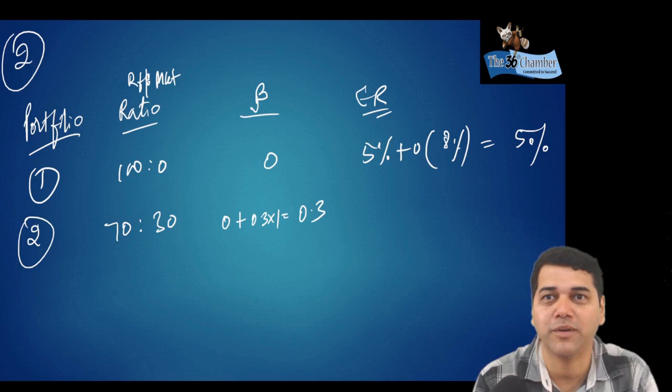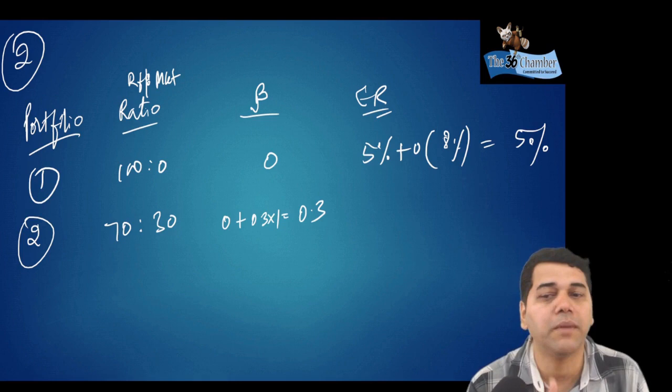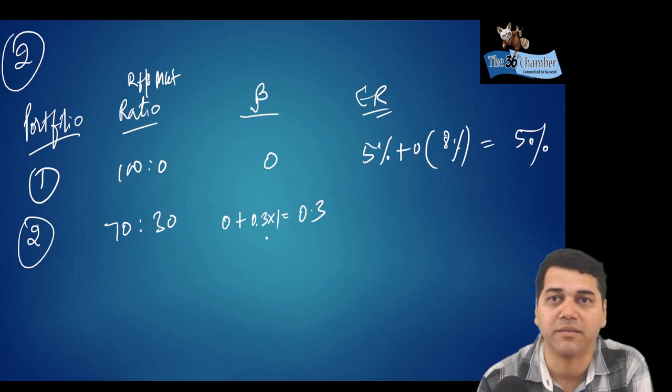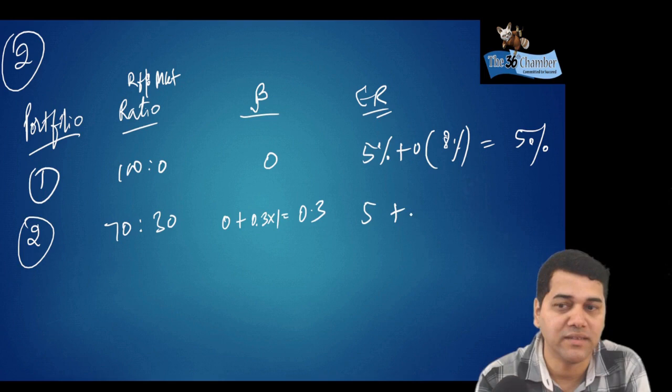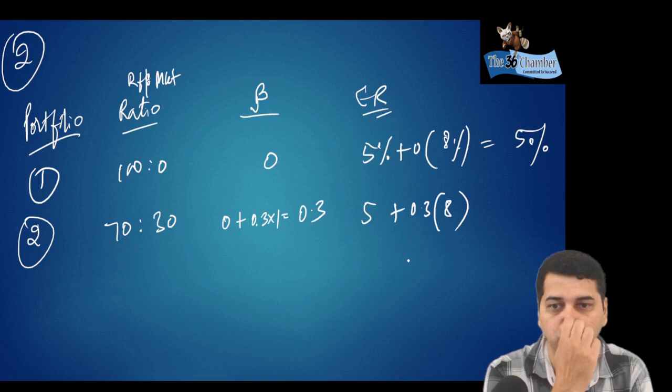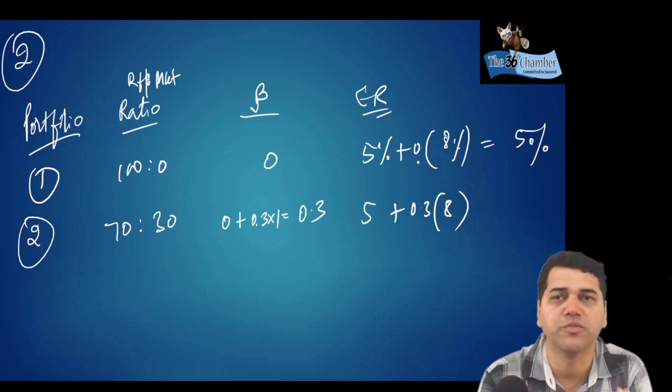So when I'm talking about beta, beta of the market is one. Now you take how much you invested in the market? 30%, no. Take 30% of that one. Point three. So since some investment goes into the market, now risk premium is required. So 5 plus 0.3 times 8. Going forward, we'll remove this percentage. We'll make a habit of not giving this percentage. 5% plus 2.4.